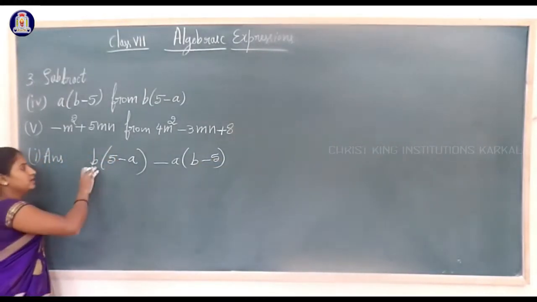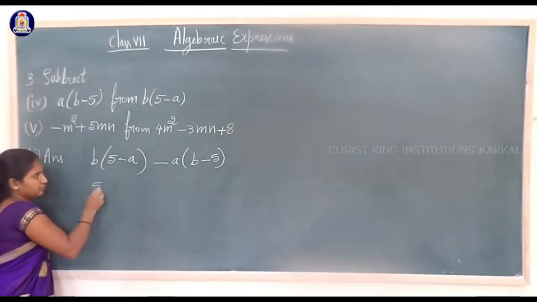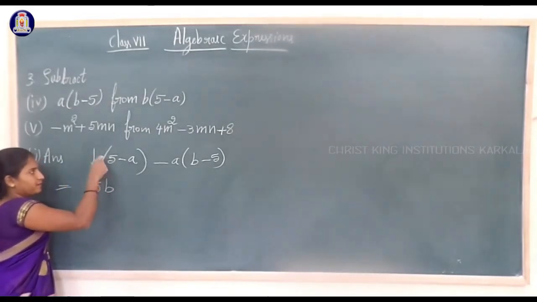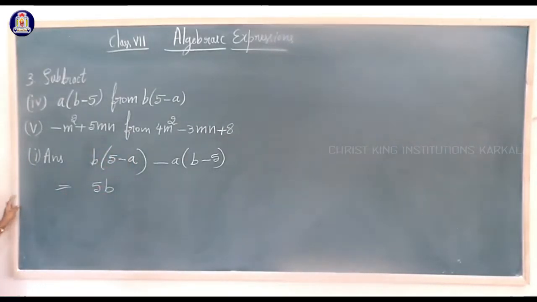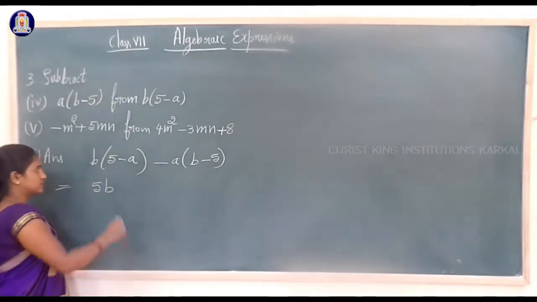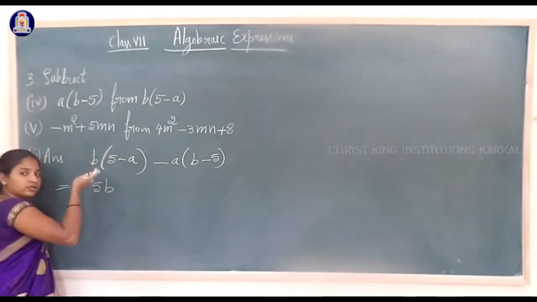Now multiply b into 5, that is 5b. b into 5, 5b, b into a. Why are we multiplying? Because this is given inside the bracket. The next step, you have to remove this bracket.